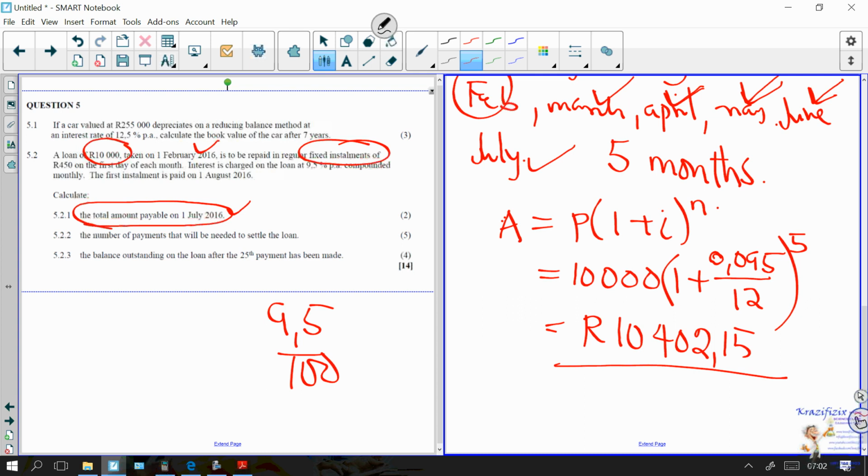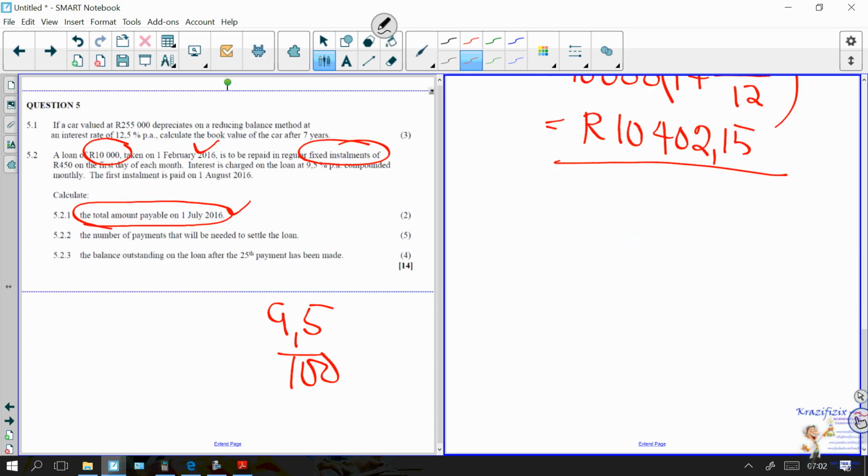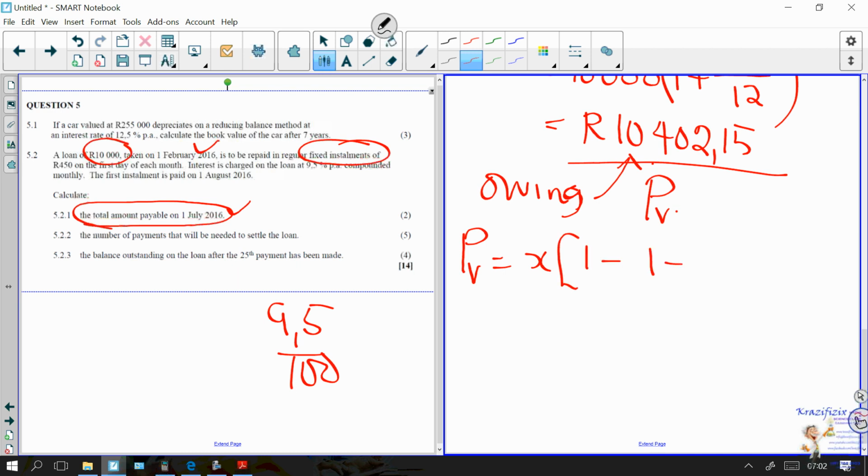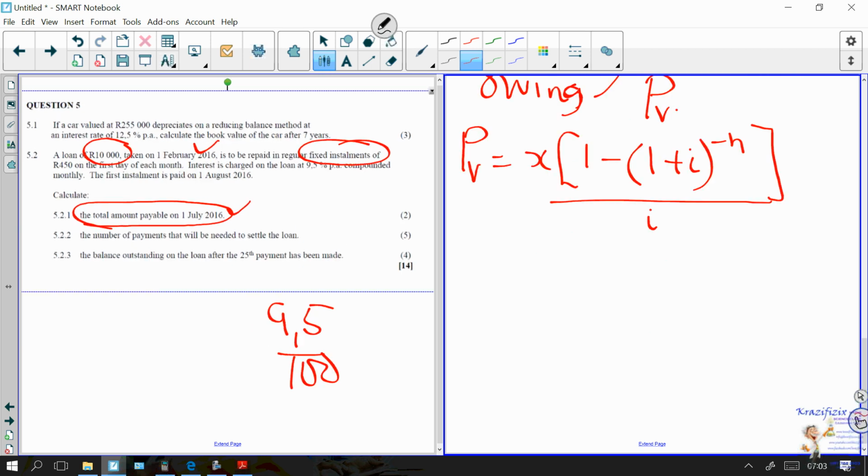Calculate the total number of payments that will be needed to settle the loan. Hold on. To settle. So the loan has grown. What I'm now owing, I am owing this amount. If it's an amount you are owing, because you are now paying, you are going to use your PV formula. So what's my PV? Because I am owing that. PV now equals X times 1 minus (1 plus i) to the power negative n, over i. Negative n because I am owing. It's almost like saying you're backdating.